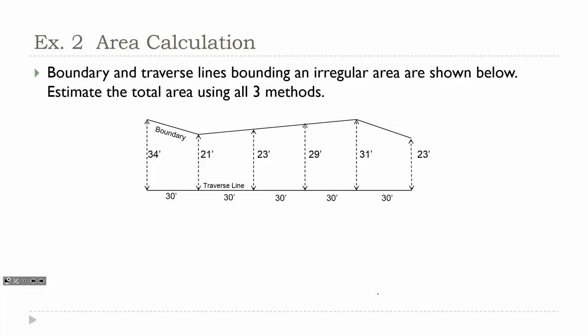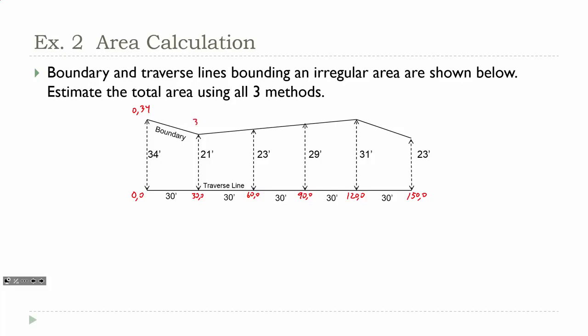All right, so boundary and traverse lines bounding an irregular area are shown below. Estimate the total area. So we are going to try to stumble through. This can be painful. So using the coordinates method, and I apologize that I do not have the solutions to this. If we assume in terms of coordinates we've got 0, 0 here, then this is going to be 0, 34. This would be 30, 0, 60, 0, 90, 0, 120, 0, and 150, 0.